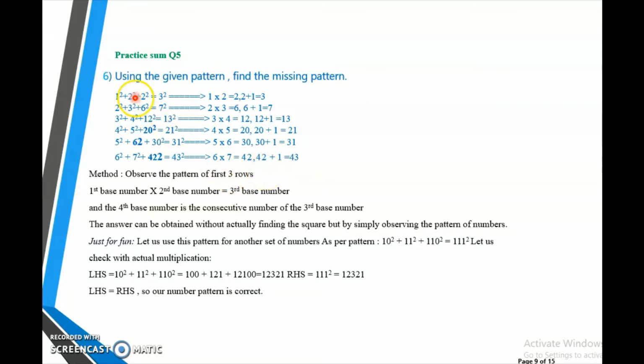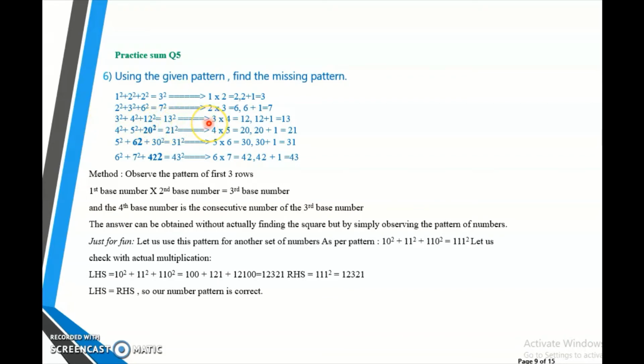The first base number into the second base number, that is 1 into 2, is equal to 2. And the next consecutive number is 3, and 3 square is the RHS. Similarly, 2 into 3 is equal to 6 and its next consecutive number 7 is in the RHS, and 7 square becomes the RHS. Similarly, 3 fours are 12 and 13 is again in the RHS.